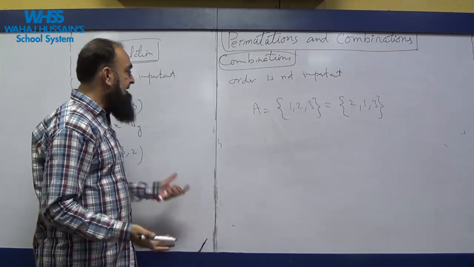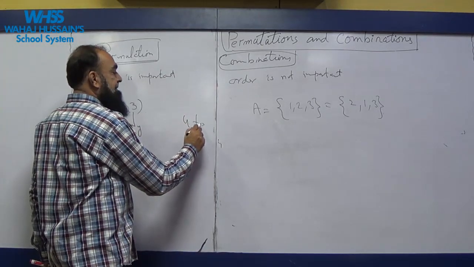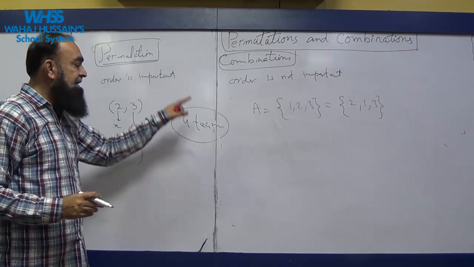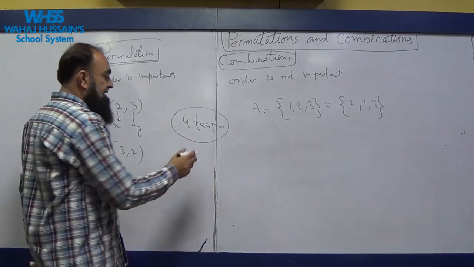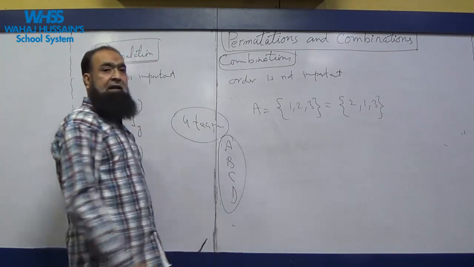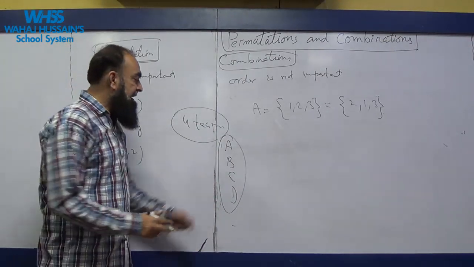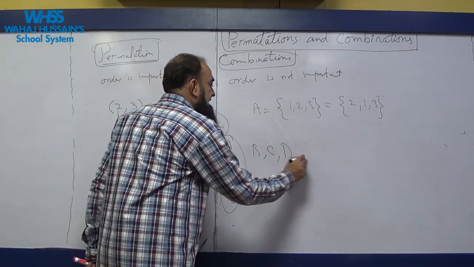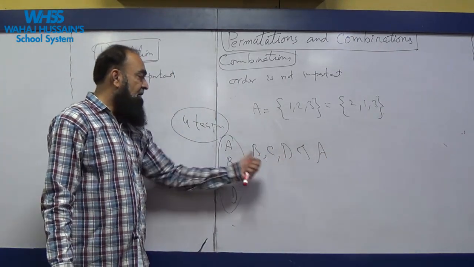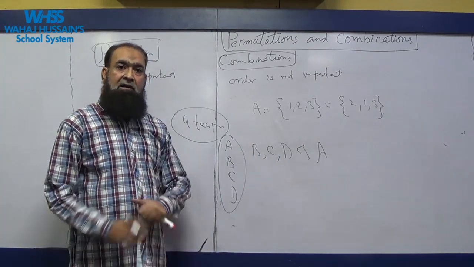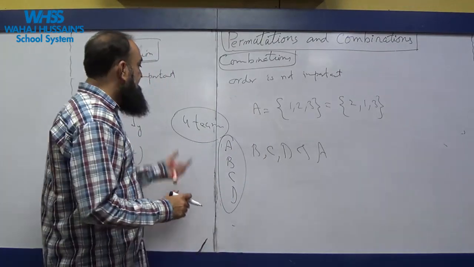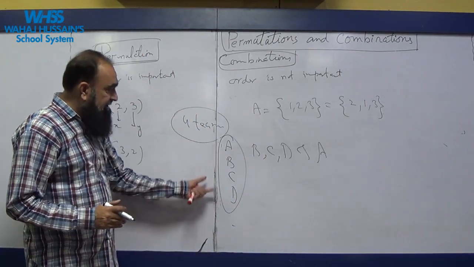Similarly, if we are having 4 teams participating in a tournament, before the tournament we can write their names in any order. For example, if we have 4 teams A, B, C, D, we can say B, C, D and A are participating in a tournament. We can name D first or we can write C first, no problem at all. Order is not important.